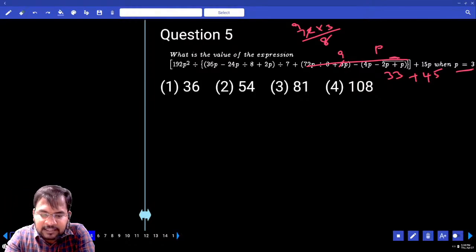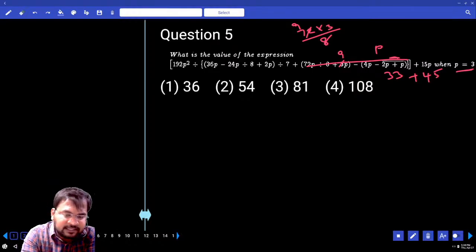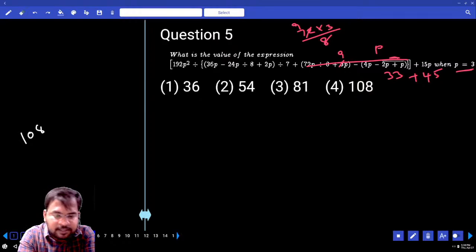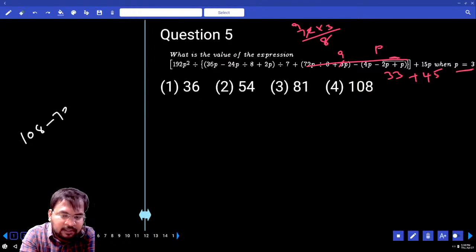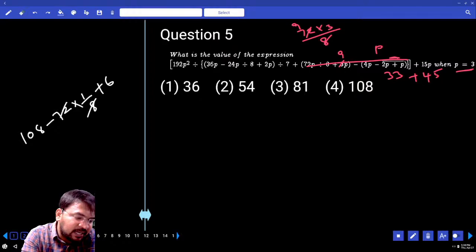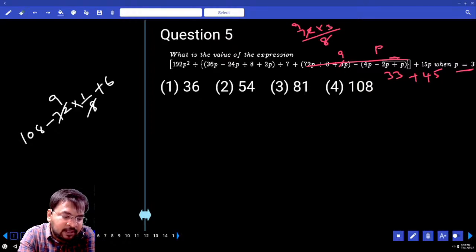Now check this one. 36p is nothing but 108, minus 24p, 72 into 1/8, plus 2p. 2p is nothing but 6. 8 1s are 8, 9s are 72. Now see here, this entire value is 105. 6 minus 9 is nothing but minus 3. 105, and 7 is there. 105 by 7 is 15.